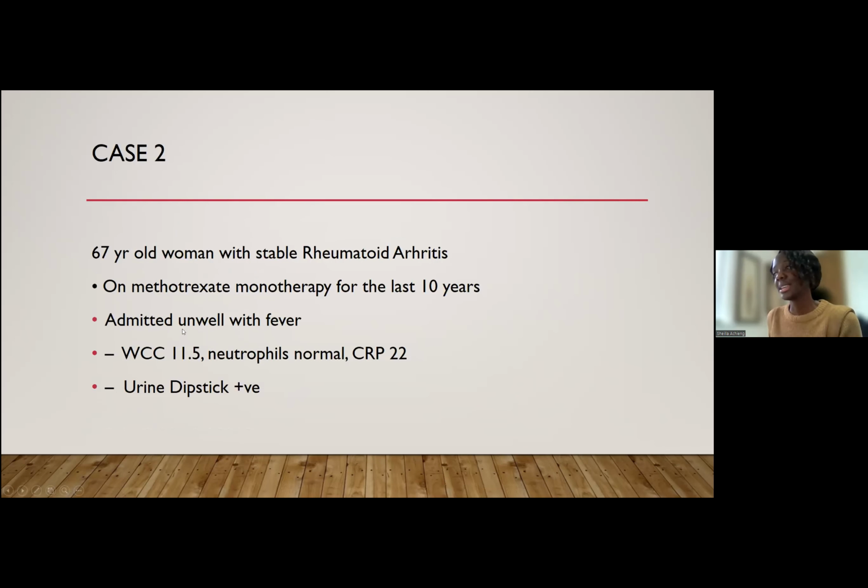Right, so moving on to our second case, we have a 67-year-old woman with rheumatoid arthritis, and she's stable. Her disease has been well controlled over the years. She's been on methotrexate monotherapy for the last 10 years, and she's come in unwell with a fever. Her white cell count is 11.5, her neutrophils are normal, and her CRP is 22. A urine dipstick is positive for UTI, and so she's started on some antibiotics.